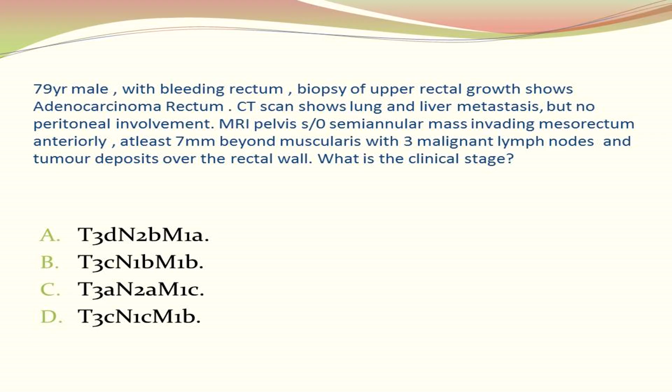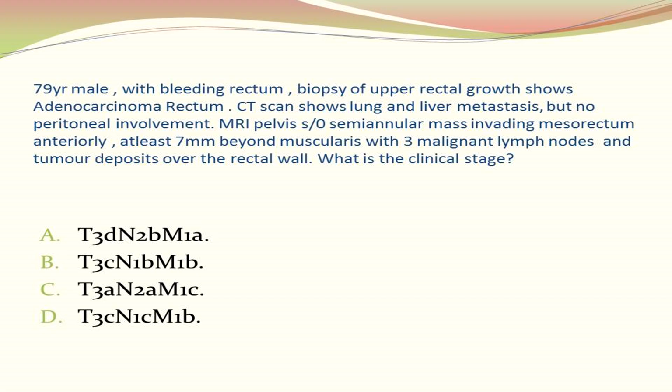इसमें थोड़ा सा MRI फाइंडिंग चेंज हुआ है. मतलब यहां तक सब ठीक था, यहां सब ठीक है. आगे वाला जो फाइंडिंग है, 3 malignant nodes and tumor deposits over the rectal wall, has changed. So what will be your diagnosis or what will be your answer? Option A, B, C, D. So again here lung and liver metastasis है तो M1B आ गया डायरेक्टली. ये तो क्लियर हो गया. सो ऑप्शन शुड बी आइदर B और D.